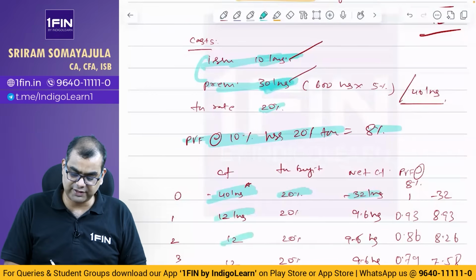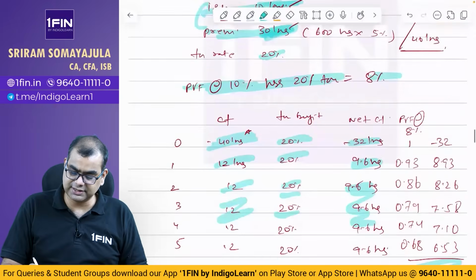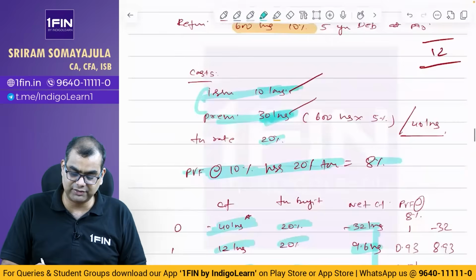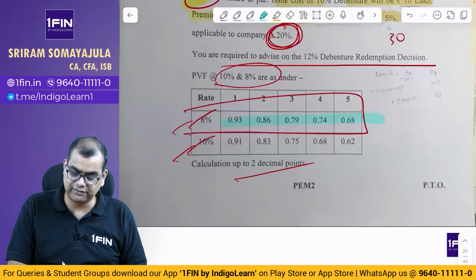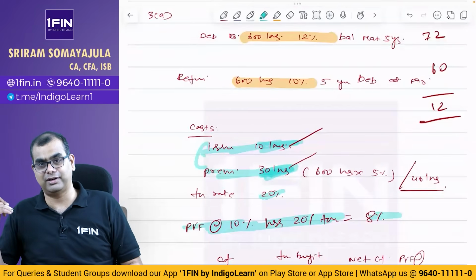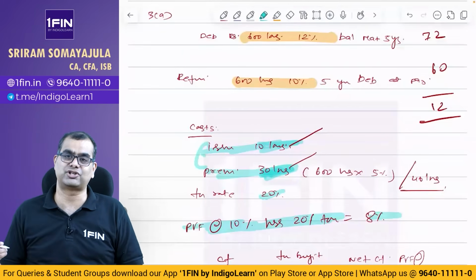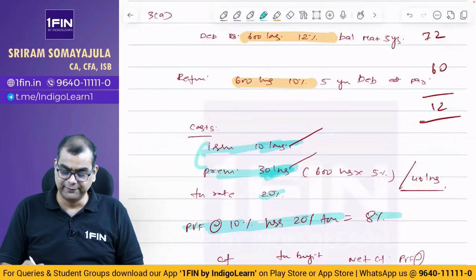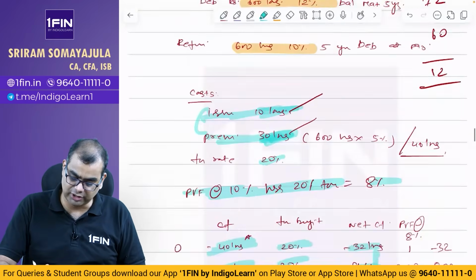Then every year you save 12 lakhs. Out of that 20, 20, 20, basically you get 9.6 lakhs. So all these 9.6 lakhs for 5 years, you multiply with the present value factors given here for 8%. Post-tax cash flows have to be discounted by the post-tax discount rate.